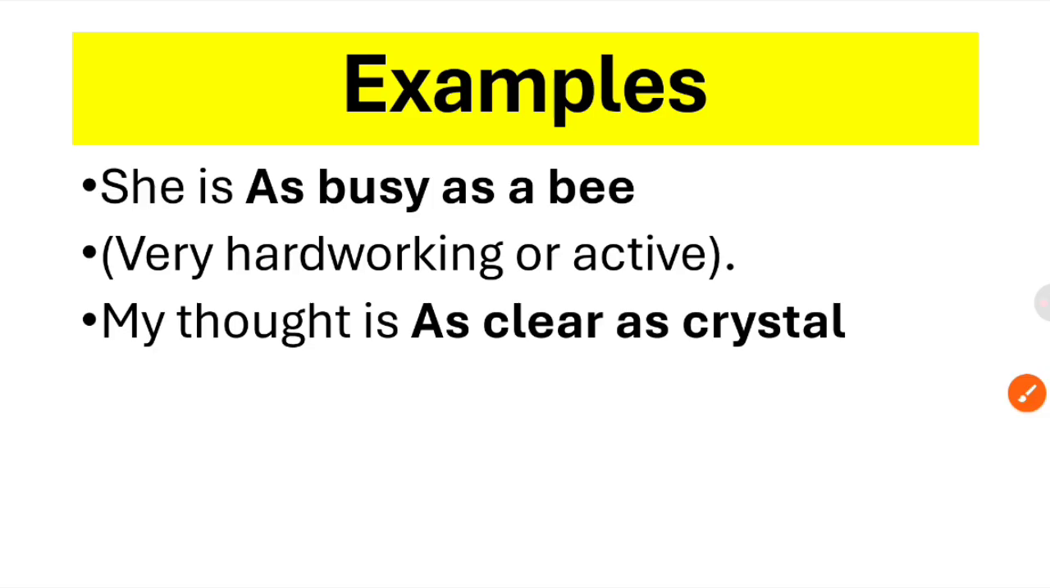My thought is as clear as crystal. Crystal means very clear. So you want to convey that your thoughts are very clear. In place of saying this directly, you are using simile. So my thought is as clear as crystal. In the same way, in the first example, we want to say that she is very hardworking or very active, but in place of saying this directly, we are saying she is as busy as a bee. So this is just a simple way to beautify your statements, your language.